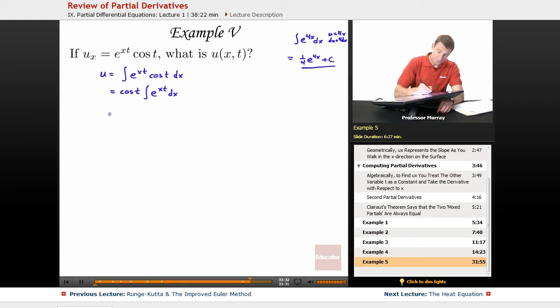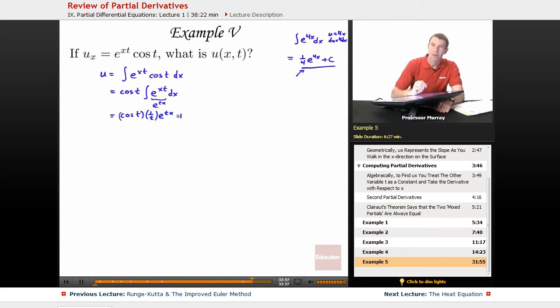So here, we've got cosine of t. Now, you want to think about this as e to the tx, where t is a constant. So it's kind of behaving like the 4 here. So instead of 1/4 e to the 4x, I get 1 over t times e to the tx. It's just like the 4 was before. Now we have this t.